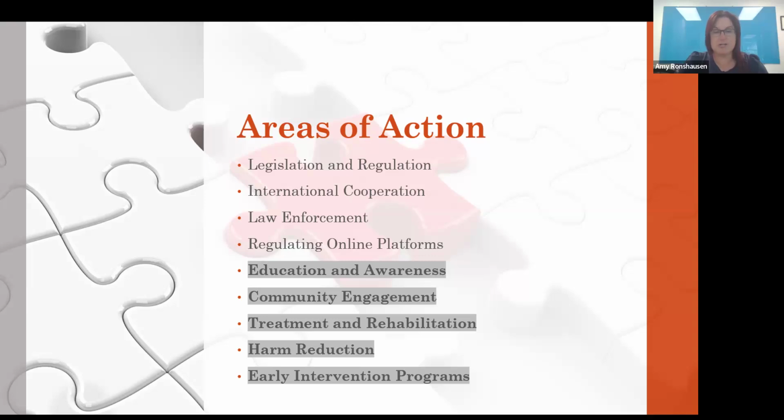International cooperation. Countries can work together to share intelligence, coordinate law enforcement efforts, and harmonize regulations to combat the global trade of synthetic drugs. Increased law enforcement efforts can target the production, trafficking, and distribution network of synthetic drugs. And regulating online platforms. Since many synthetic drugs are sold online, regulating internet platforms and e-commerce websites is crucial.